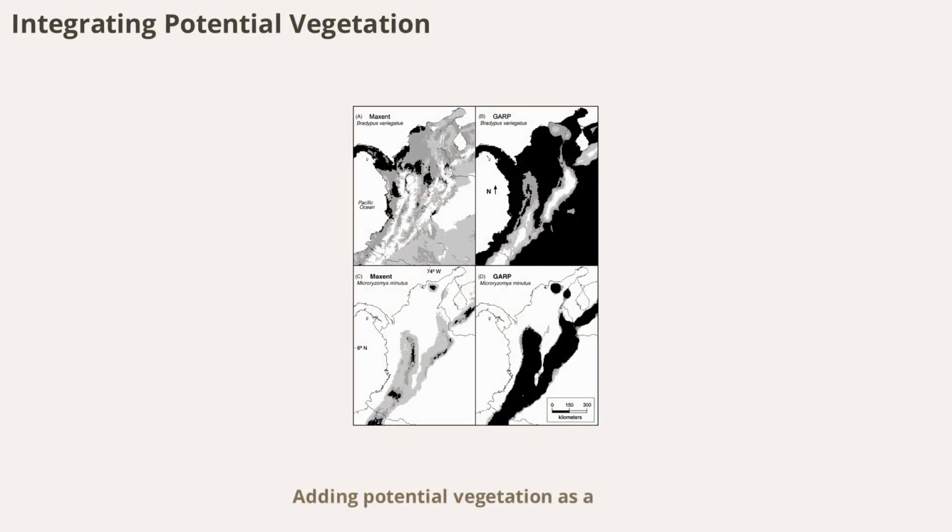Adding potential vegetation as a categorical variable improved MaxEnt's predictions, especially for the sloth. Non-forested areas were more accurately excluded, resulting in maps that better matched ecological reality. GARP, while capable of handling categorical data, did not show the same level of improvement. This highlights MaxEnt's flexibility and effectiveness in integrating diverse data types for ecological modeling.